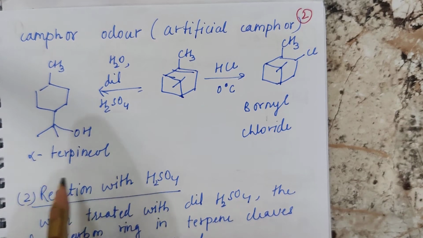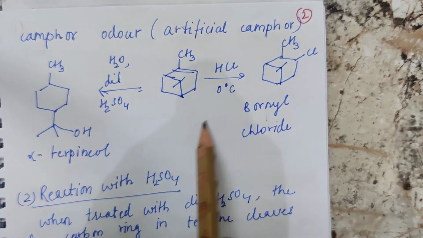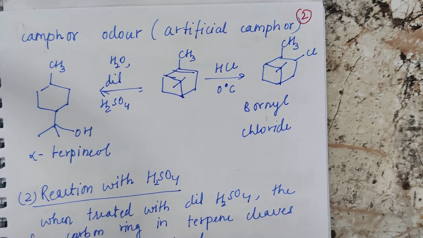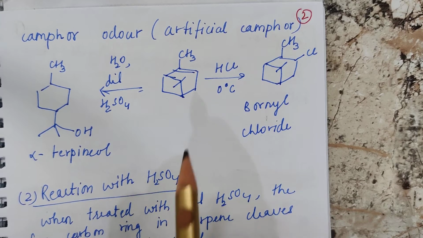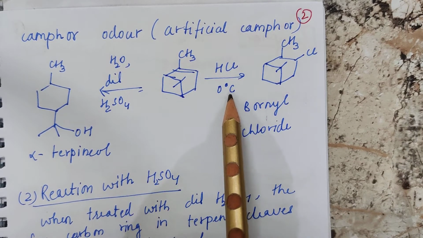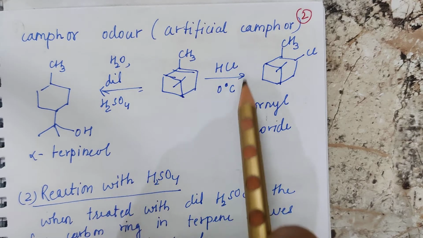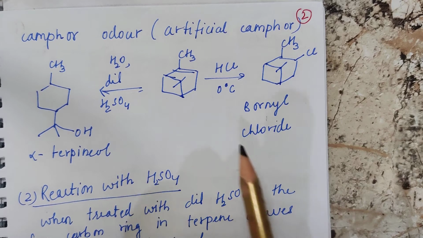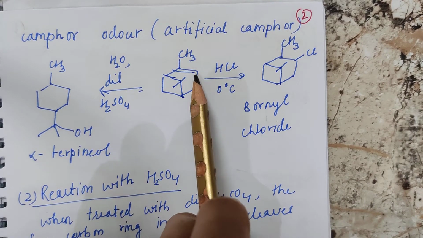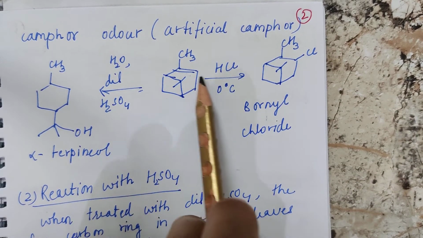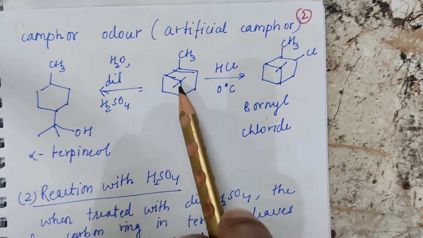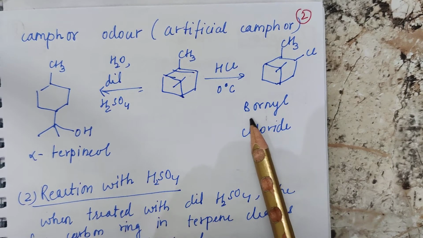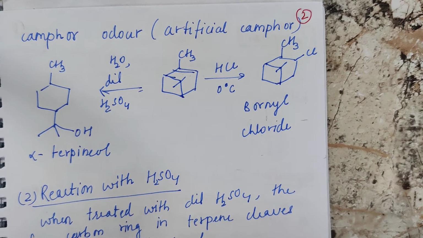So if you look at this, this is our compound. When we treat it with HCl at 0 degrees Celsius, this is dry HCl. Dry HCl means no moisture content is there. This compound undergoes addition reaction. HCl gets added on this double bond, and bornyl chloride is obtained as a product.